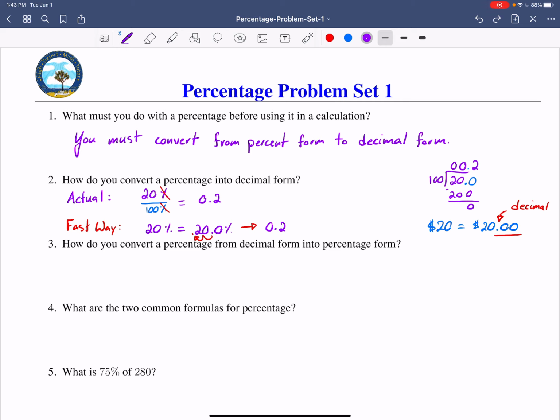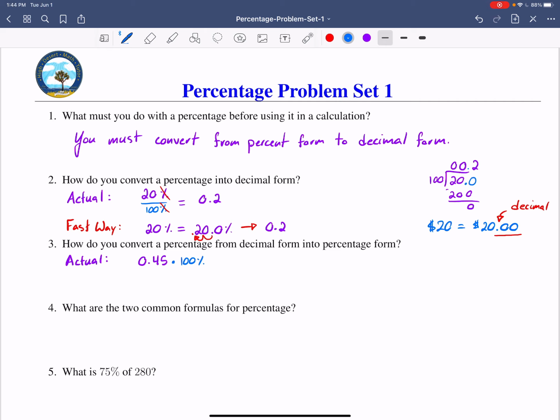So going the opposite direction, going from decimal form to percentage, the actual way to convert this, say we had 45% in decimal form, that'd be 0.45. So we convert this back to percent form by doing the opposite of what we did before. So the opposite of dividing is multiplying. So instead of dividing by 100%, we're going to multiply by 100%.